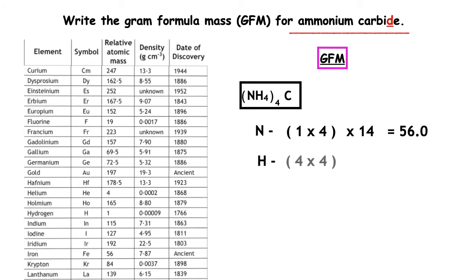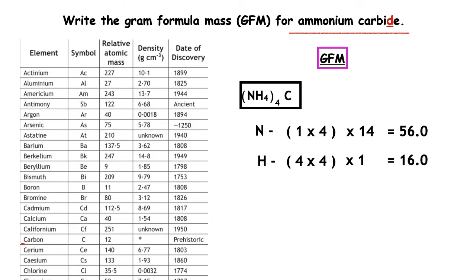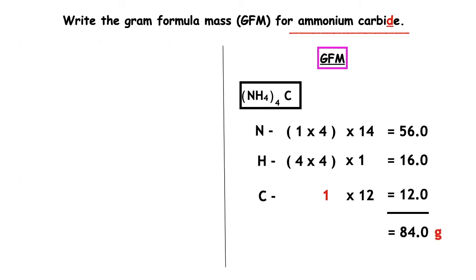Hydrogen, symbol H. How many do we have inside the bracket? We have 4, multiplied by the number outside the bracket, which is 4, multiplied by the relative atomic mass, which is 1. 4 times 4 is 16. 16 times 1 is 16. Carbon. How many do we have? Well, there's no number directly after the symbol, which tells us we have 1, multiplied by the relative atomic mass, which is 12. 1 times 12 equals 12. When we add those up, we get a gram formula mass of 84 grams.